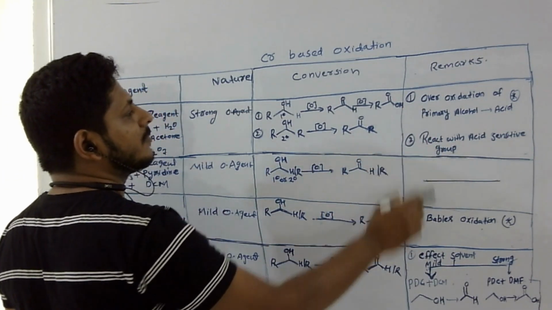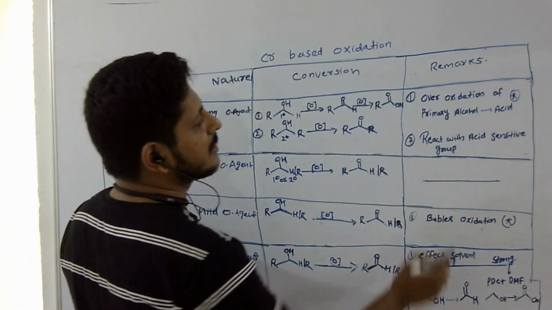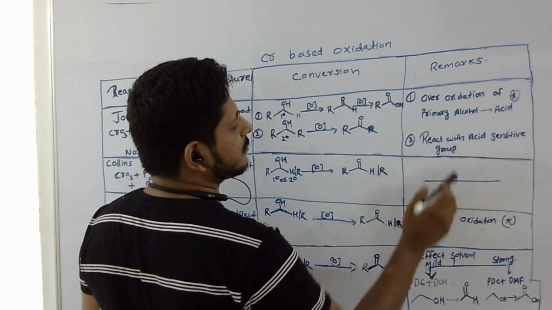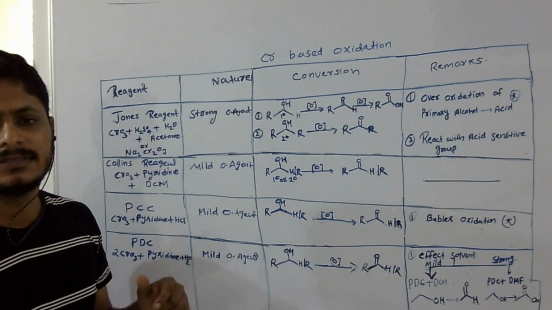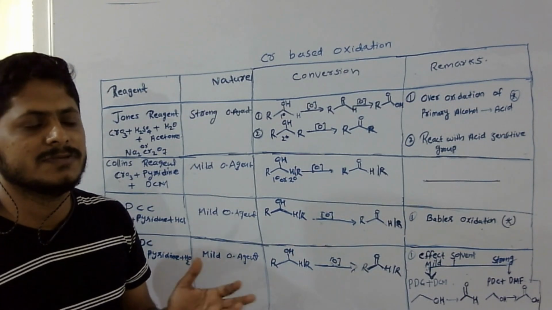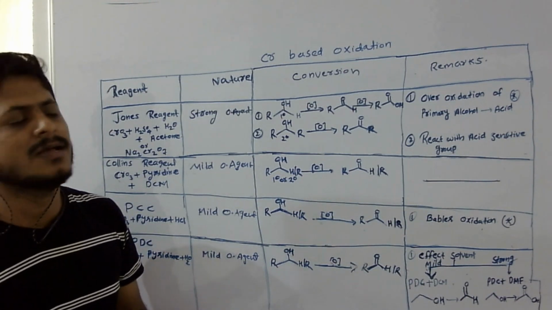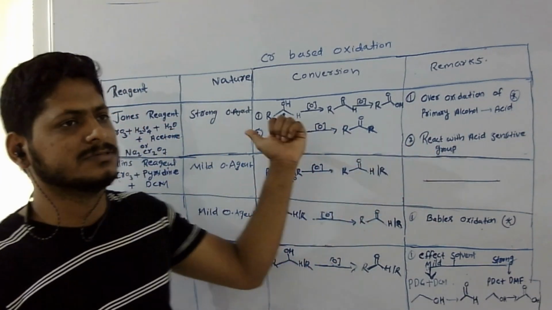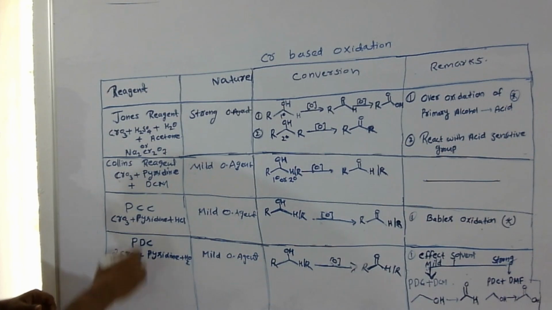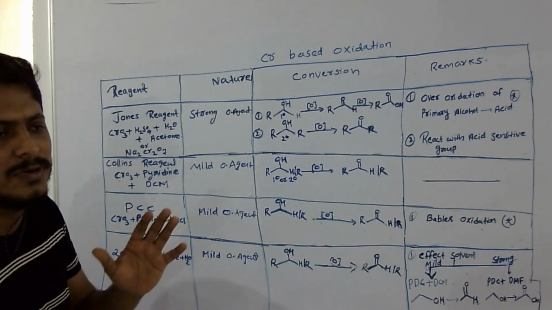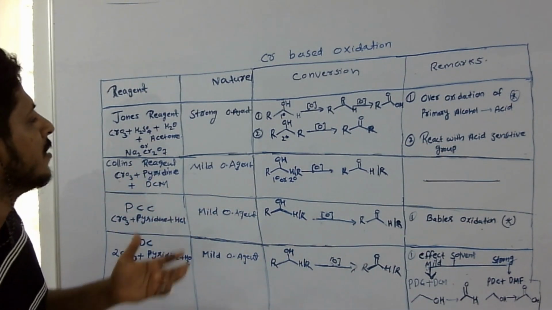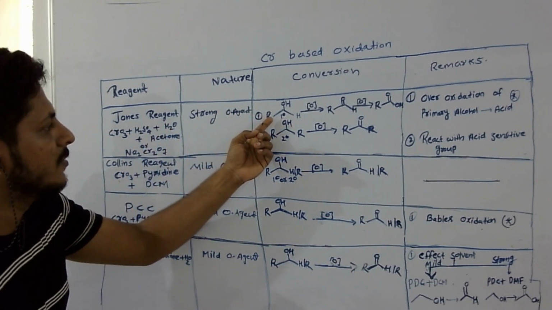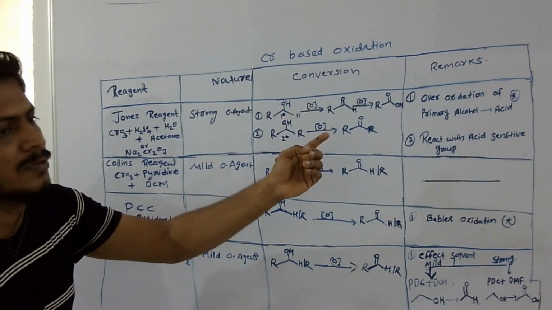An important point about Jones reagent is that it will over-oxidize primary alcohol to acid, and it will react with acid sensitive groups. That means if you have any acid sensitive group, such as an acetal, that will also react in the presence of Jones reagent. That is one of the drawbacks of Jones reagent. Now the second reagent, that is Collins reagent. Why did scientists introduce another reagent? We know that Jones reagent is a strong oxidizing reagent, so it will over-oxidize primary alcohol into carboxylic acid.